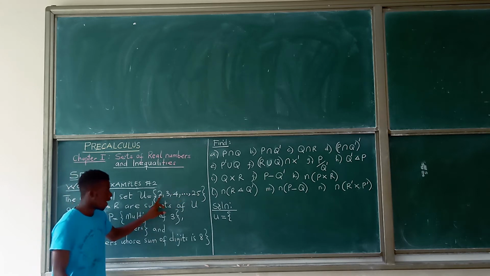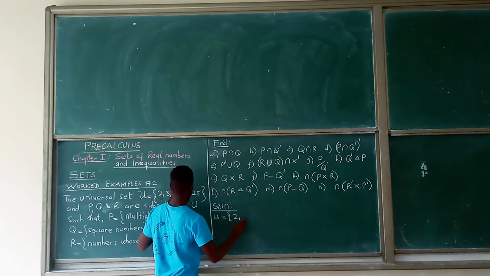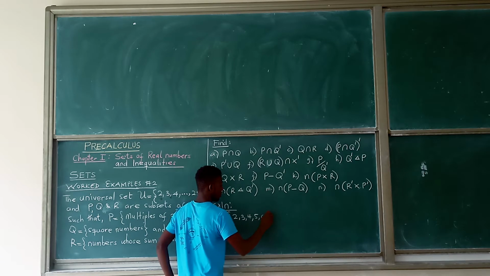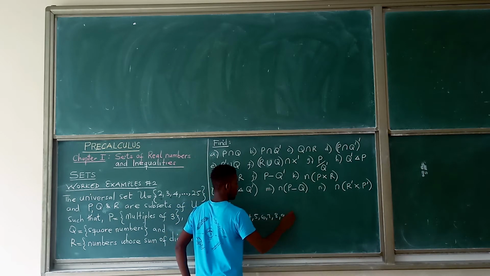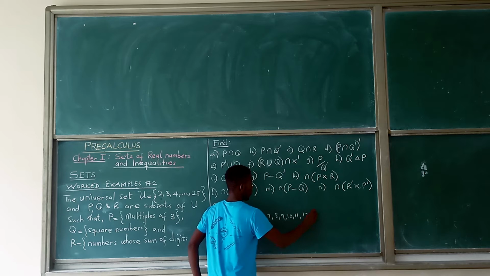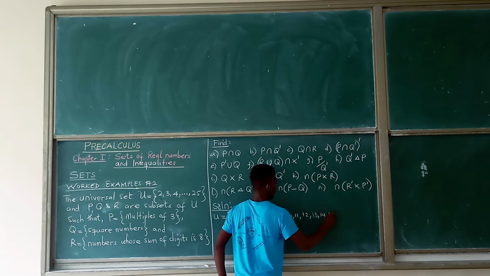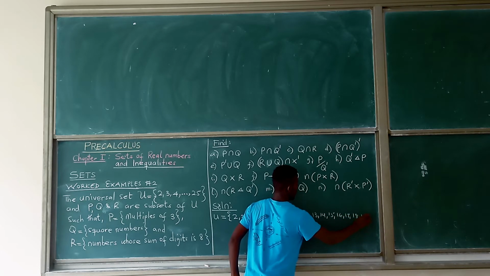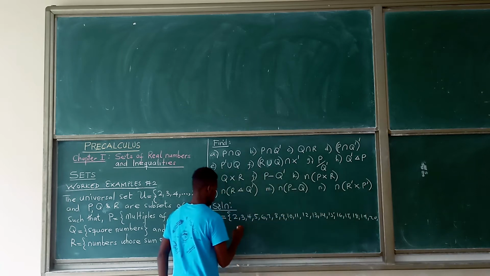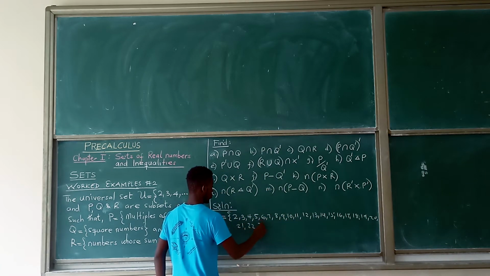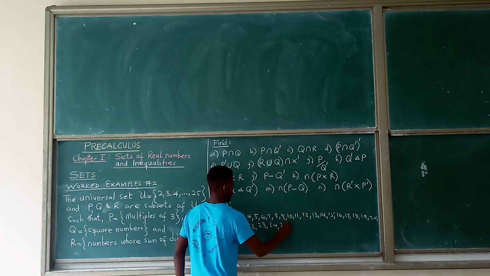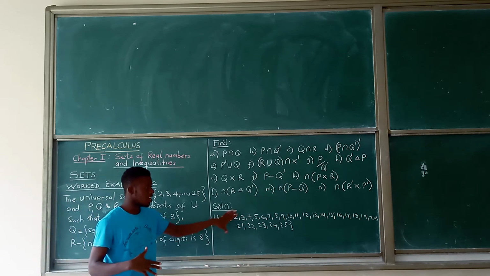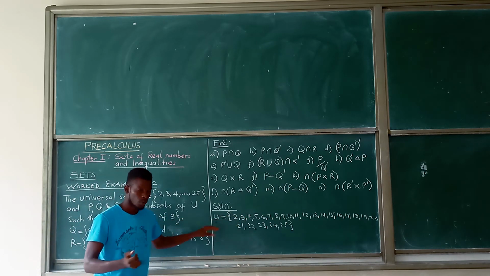So we list them as 2, 3, 4, 5, 6, 7, 8, 9, 10, 11, 12, 13, 14, 15, 16, 17, 18, 19, 20, 21, 22, 23, 24, and 25. So these are all the elements of the universal set, which is set U.